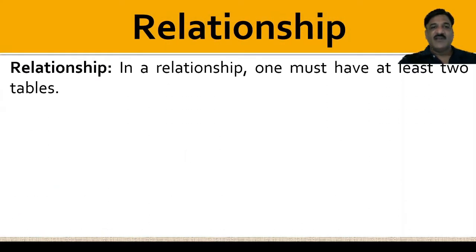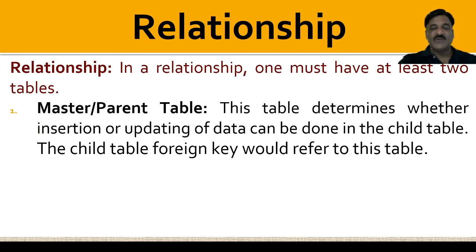So what is the relationship? In a relationship one must have at least 2 tables. This is one of the most important criteria. Unless you have more than 1 table, you can't make a relationship among them. Not only this, but you must also have a certain relationship between these 2 tables: master and child table. This determines whether the insertion or updating of data can be done in the child table or not. Whenever you make an insertion in a child table, first of all it will search whether that particular key value is there in the master table or not. If it is not, you will get a warning.